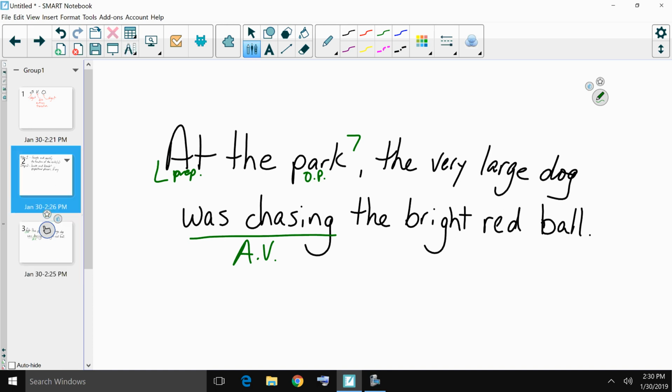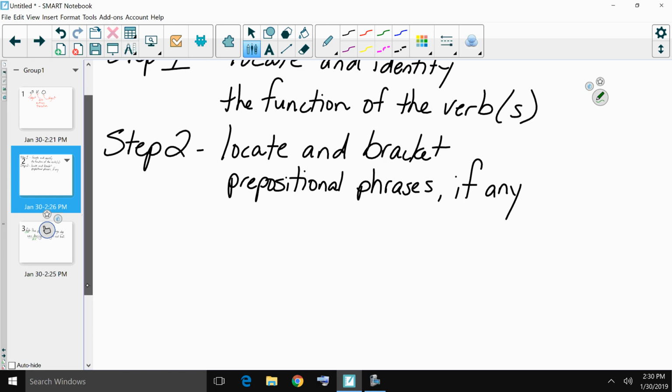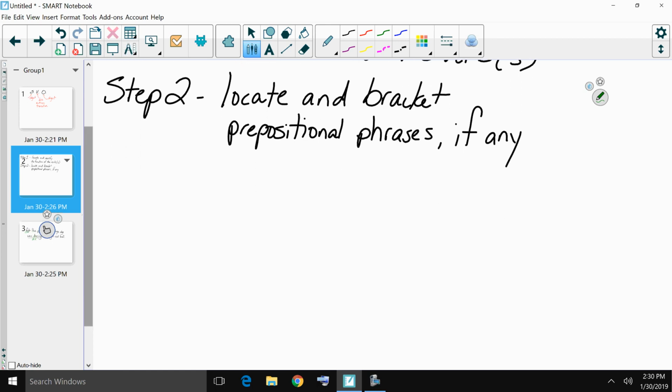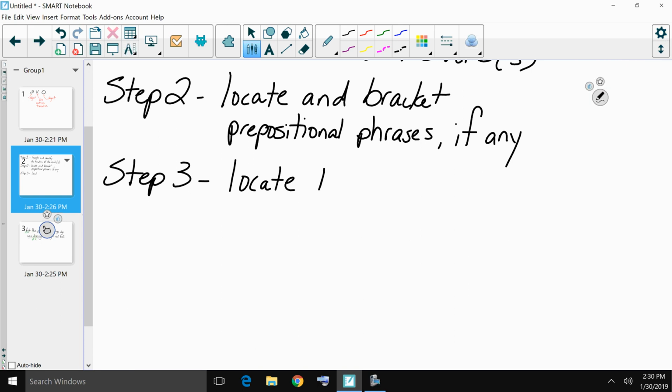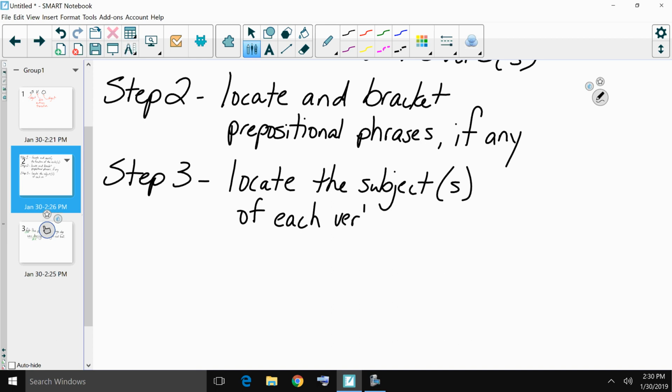Step 3. Locate the subject(s), and I'm going to put the S in parentheses because there can be more than one of each verb. Again, I'm going to put the S in parentheses because there can be more than one, but there does not have to be. Okay?